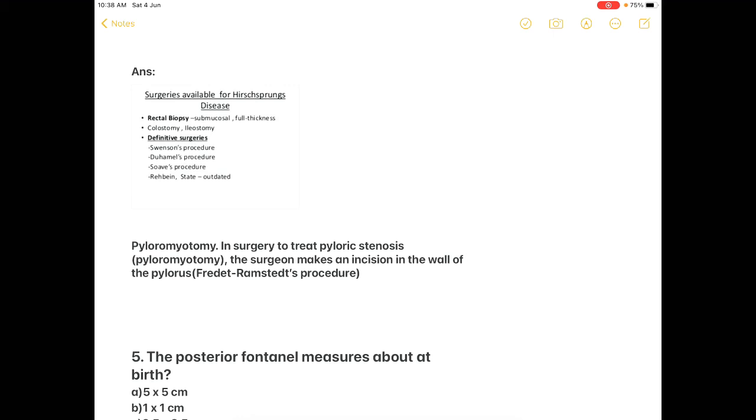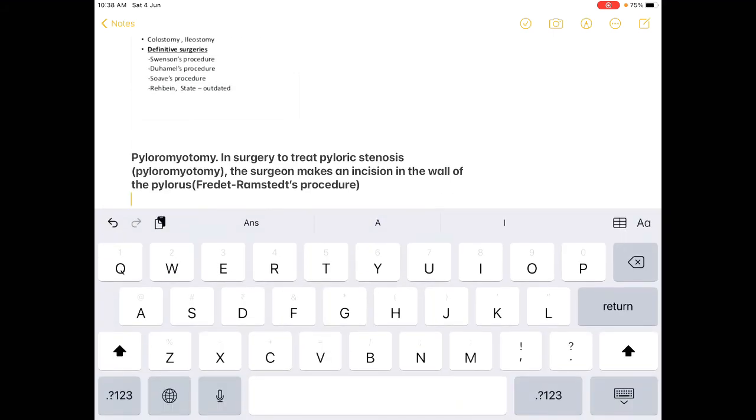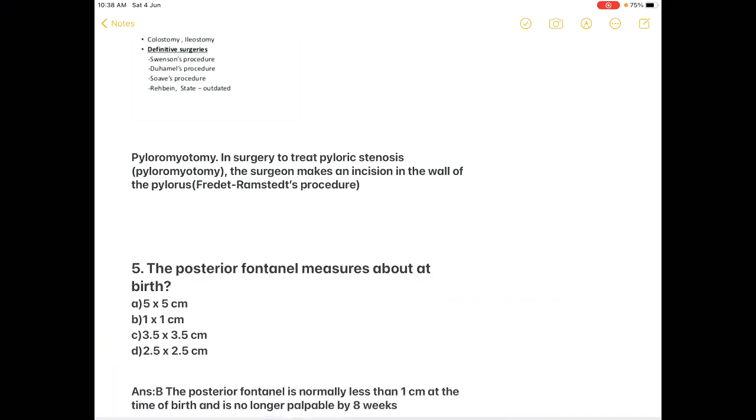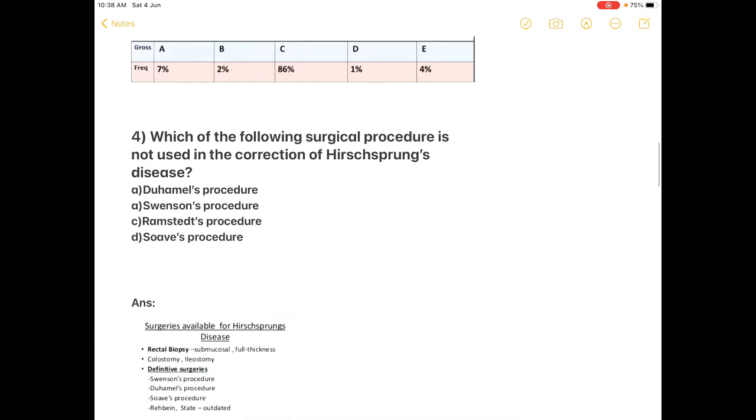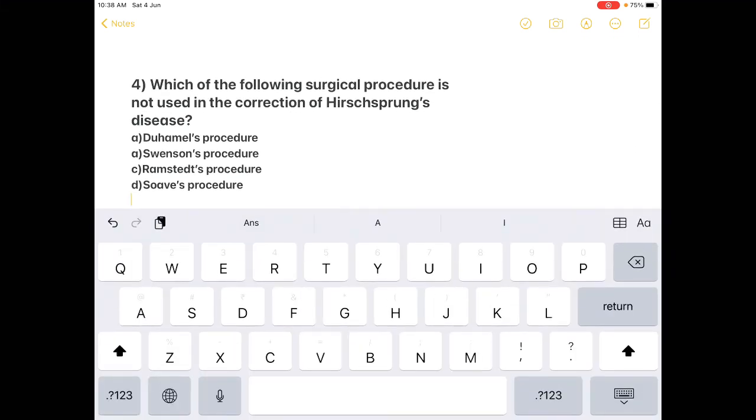Whereas the Ramstedt procedure, which is also known as pyloromyotomy, is used to treat pyloric stenosis. The surgeon makes an incision in the wall of the pylorus. This pyloromyotomy is also known as the Fredet-Ramstedt procedure or simply the Ramstedt procedure. That's why the correct answer here is C, Ramstedt procedure. It's not done in case of Hirschsprung disease.